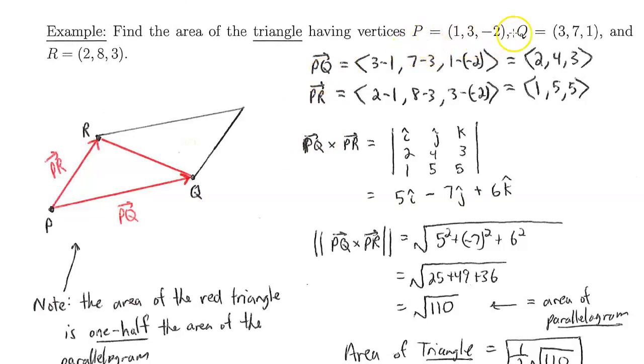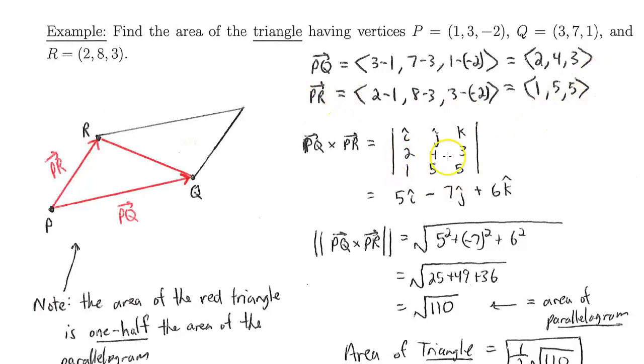Well, remember, the way to find PQ is you subtract the coordinates. You do the coordinates of Q minus the coordinates of P. So you do 3 minus 1, comma, 7 minus 3, comma, 1 minus the negative 2. That gives us the vector 2, 4, 3. Do the same thing with PR. Take the coordinates of R and subtract the coordinates of P, respectively. And you end up getting 1, 5, 5. So what's PQ cross PR?